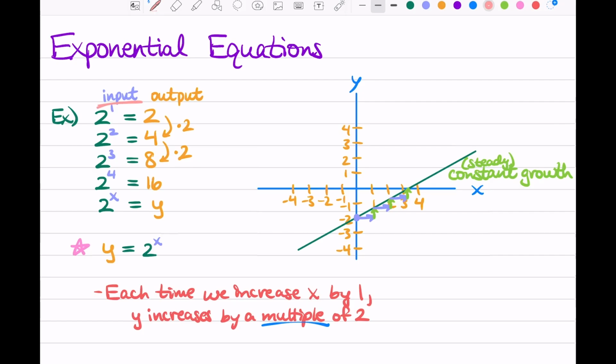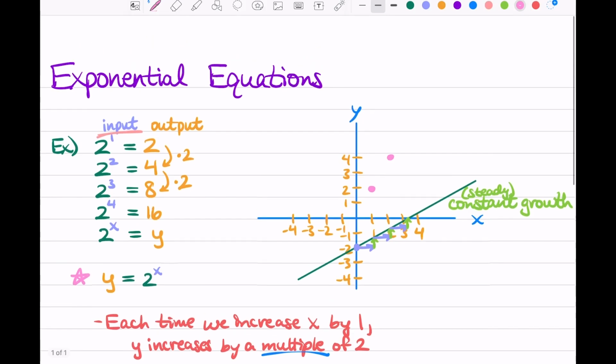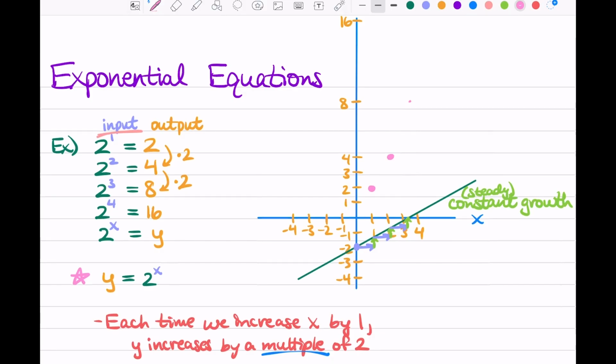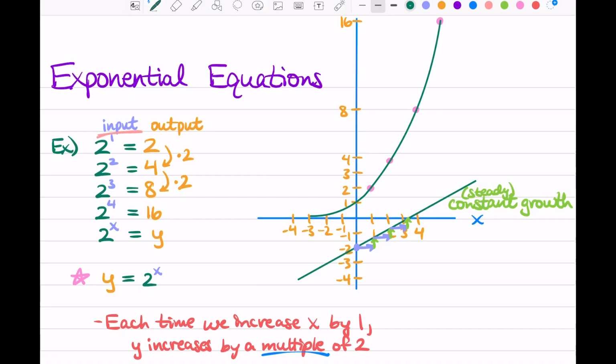So we can plot each of those as a point. The first point, x equals 1, y equals 2. Then x equals 2, y equals 4. Now we're going to need more space on our y-axis. So our next point is x equals 3, y equals 8. And our final point is x equals 4, y equals 16. And if we connect our dots, we'll get a curve that looks like this. This is an exponential curve. And since the y values are getting bigger and bigger, we say this is exponential growth.